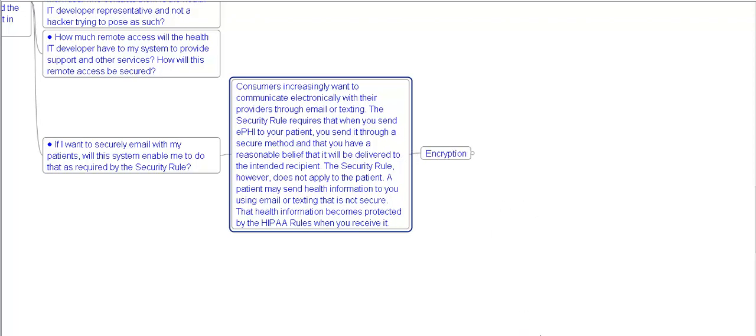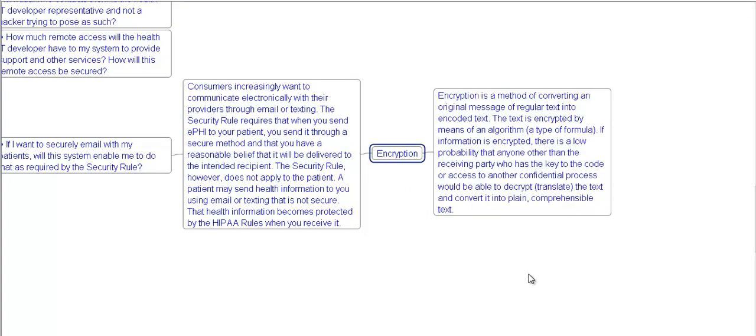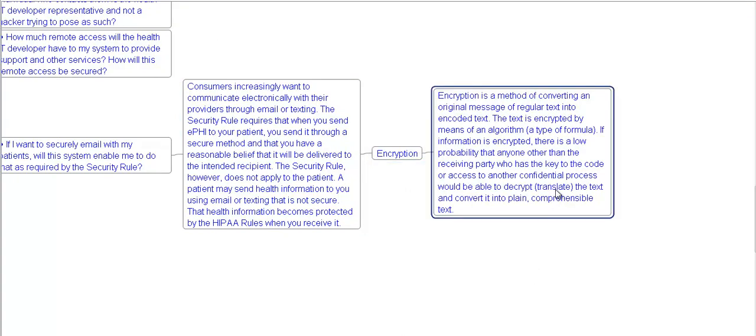What is encryption? Encryption is a method of converting an original message of regular text into encoded text. The text is encrypted by means of an algorithm, a type of formula. If information is encrypted, there is a low probability that anyone other than the receiving party who has the key to the code or access to another confidential process would be able to decrypt the text and convert it into plain comprehensible text.